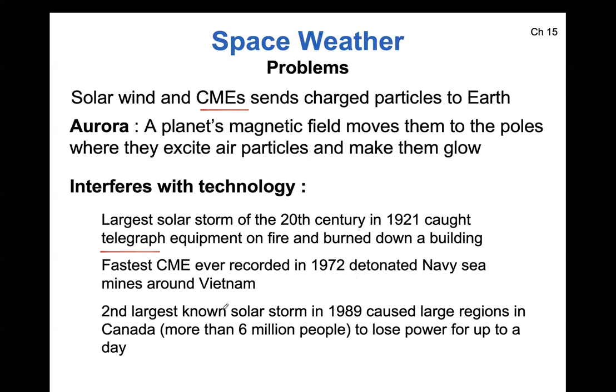And the second largest known, which is far from polar, right? More of an equatorial location. And obviously they were susceptible to it. The second largest solar storm, in 1989, caused blackouts in large regions in Canada. This is the one I know the most about, I've read about, and it affected more than 6 million people in terms of loss of power for up to a day. And the effect was similar to what I had just described for the telegraph equipment, because the grid, in this case the grid of electrical lines, acted like an antenna.